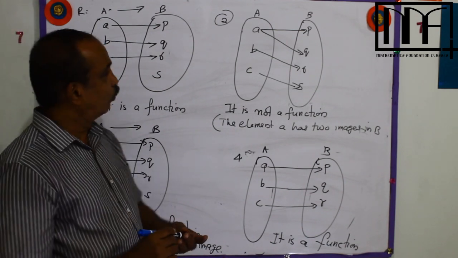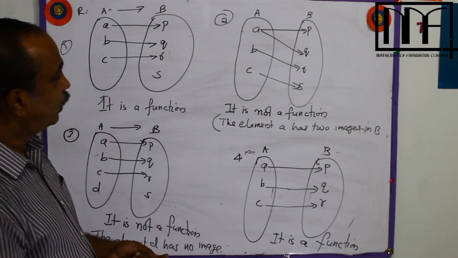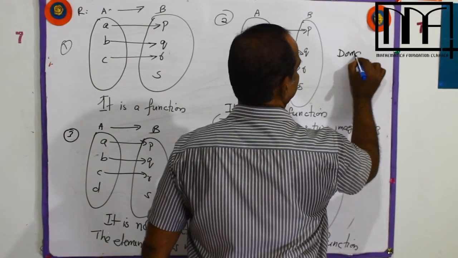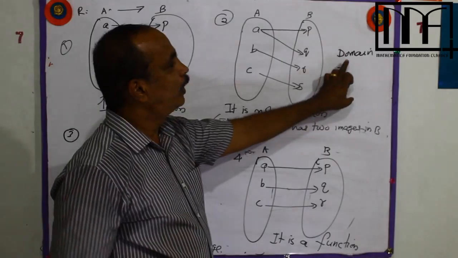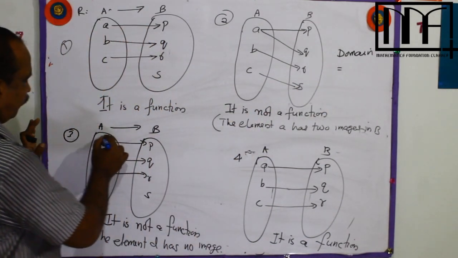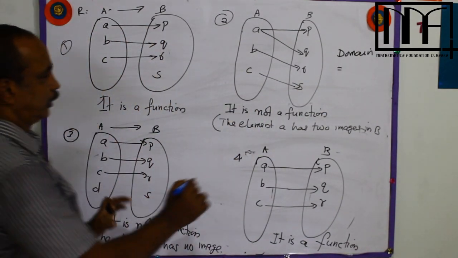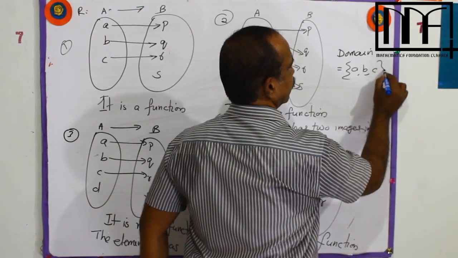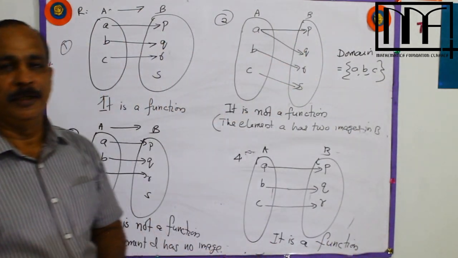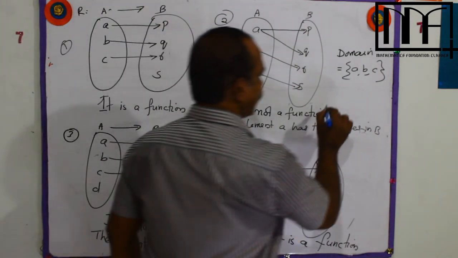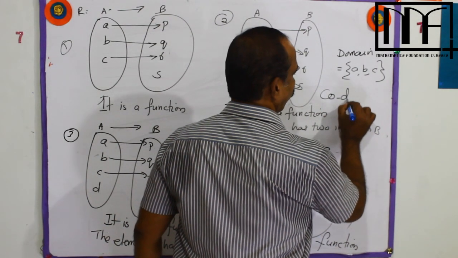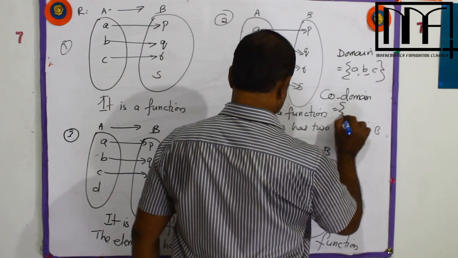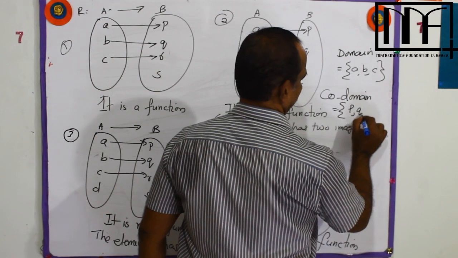Now you should know what domain and range are. Domain is the set of elements of the first set A, that is A, B, C here. The elements of the first set are called the domain. And the elements in the second set are called the codomain, that is P, Q, R or P, Q, R, S.